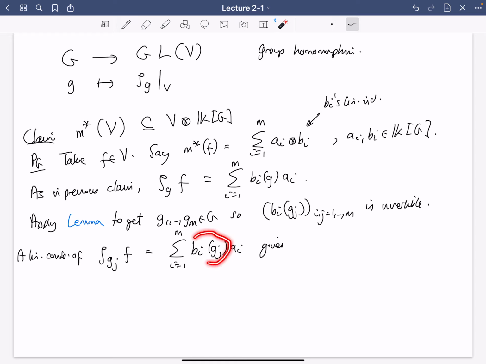because this coefficient matrix here is an invertible matrix, you can look at all of these functions as j goes from 1 to m, and you can take a linear combination of these that gives ai. But each of these is a right translate of f, and f was in V. V was stable under right translation. So a linear combination of these is certainly in V, and because this coefficient matrix is invertible, that shows that ai is in V for all i from 1 up to m. So this proves the claim.